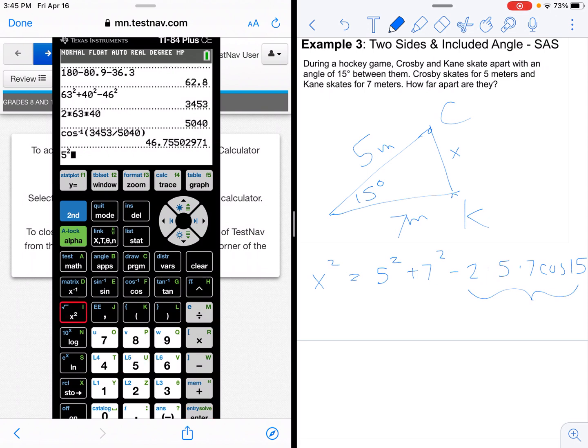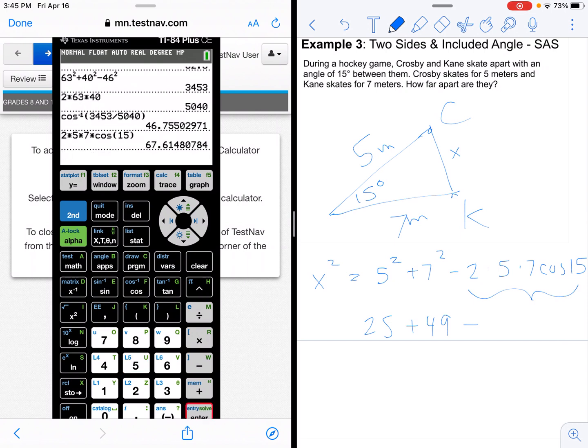So I'm going to do the exponents first. So I get 25 plus 49. And then I'm going to do all of that at the same time. So, 2 times 5 times 7 times cosine of 15. And now I can add the numbers, 25 plus 49 minus 67.6.